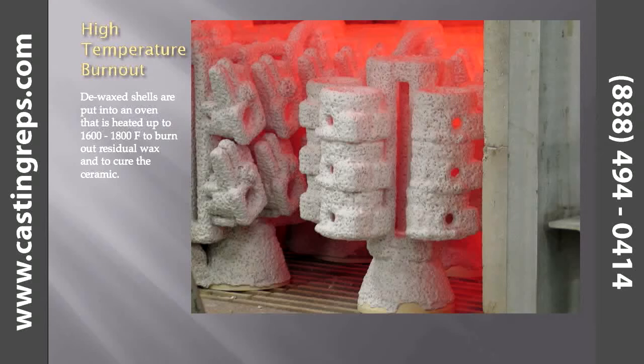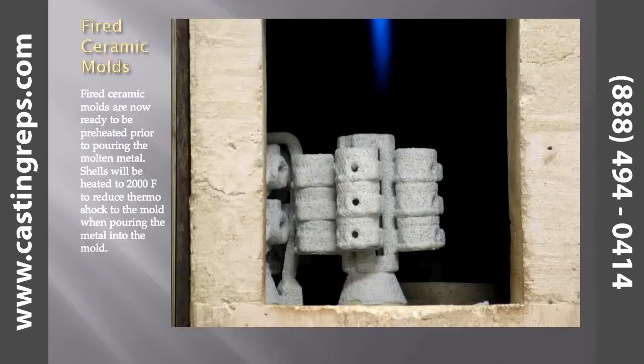High temperature burnout. Dewaxed shells are put into an oven that is heated up to 1600 to 1800 degrees Fahrenheit to burn out residual wax and cure the ceramic. Fired ceramic molds. Fired ceramic molds are now ready to be preheated prior to pouring the molten metal. Shells will be heated to 2000 degrees Fahrenheit to reduce thermoshock to the mold when pouring the metal into the mold.